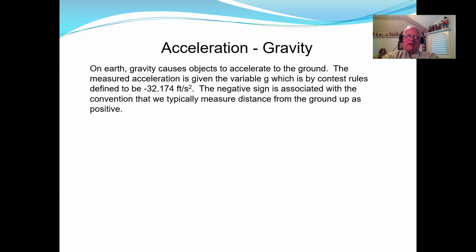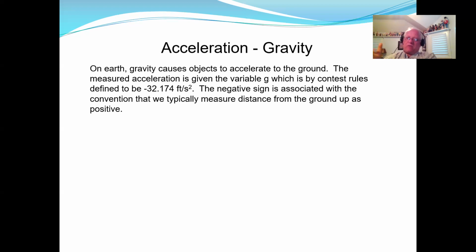Okay, let me say something about the negative sign. The negative sign on G, the acceleration, is associated with the convention that we typically measure distance from the ground up as positive. So for example, if I'm measuring something from the ground, I start my tape measure at the ground and then I measure upwards, 2 feet, 3 feet, 4 feet, 5 feet as I go upwards. And that's the positive distance. So my distance axis is positive pointing upwards, away from the earth or away from the ground.